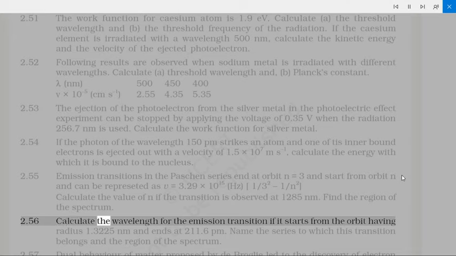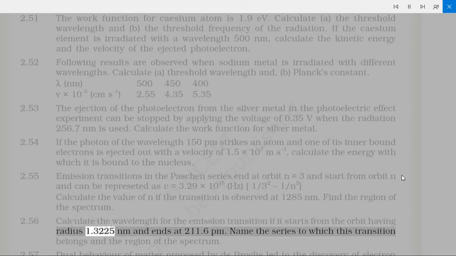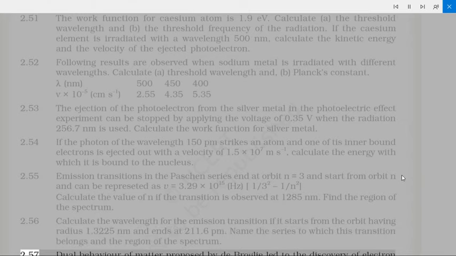2.56 Calculate the wavelength for the emission transition if it starts from the orbit having radius 1.3225 nm and ends at 211.6 pm. Name the series to which this transition belongs and the region of the spectrum.